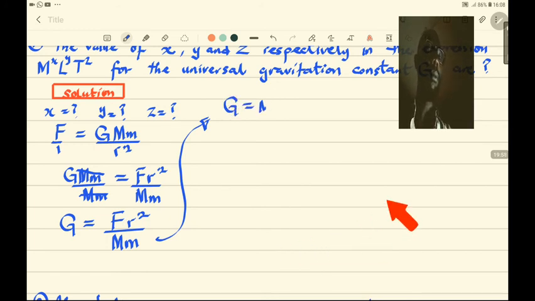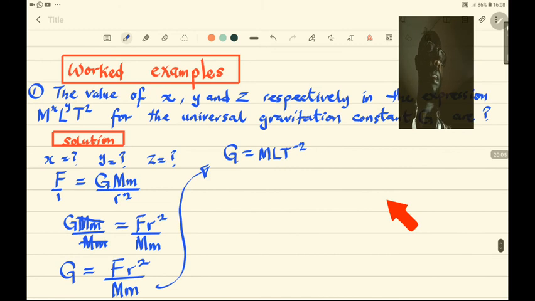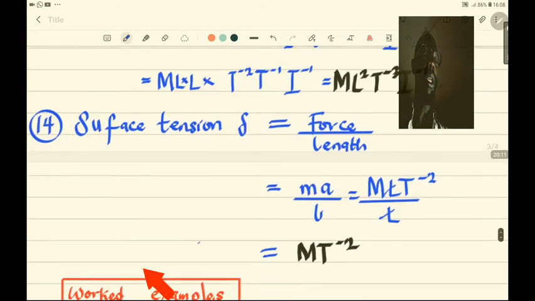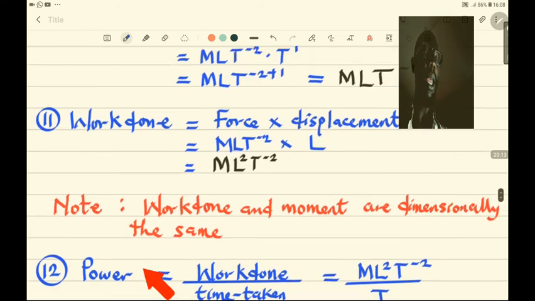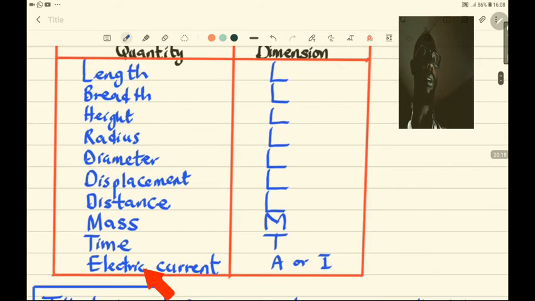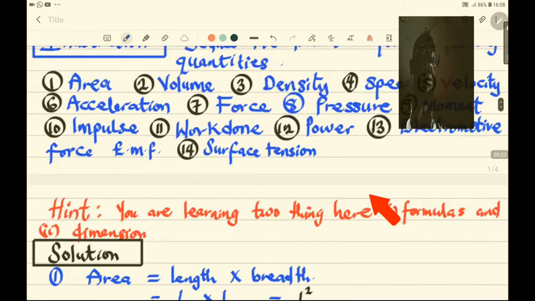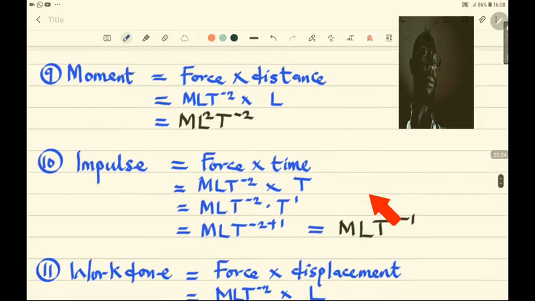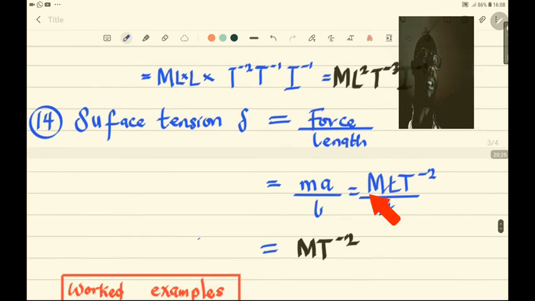Force is mLt^-2. You can check up there. Multiply by this r, which is the radius. The dimension for radius, which we also learned, is L. The dimension for radius, which is r, is also L. Okay, so we now go back to the question and put in its dimension.